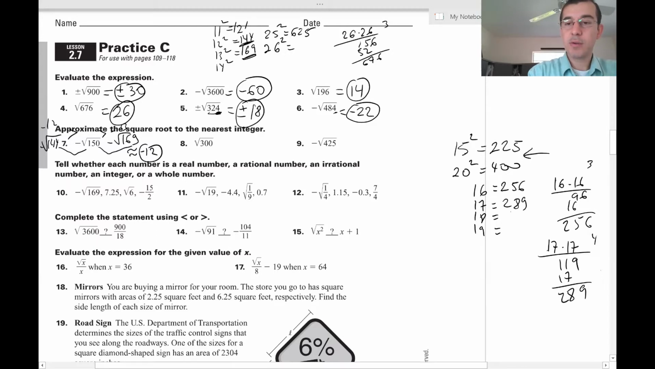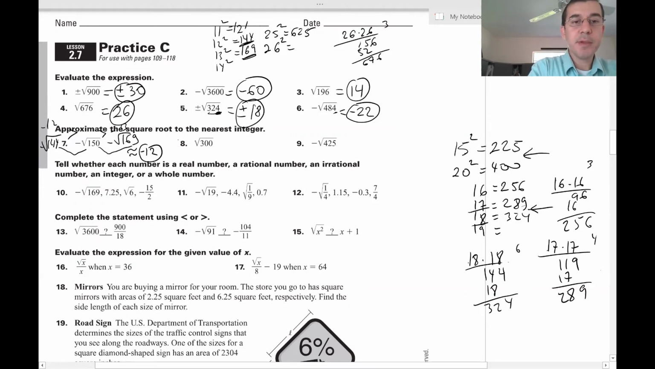So we're getting closer to 300, right? So most likely 18 squared is going to be over 300. So 18 times 18, 8 times 8 is 64, 4 and 6, 8 times 1, 8 and 6, 14, 18, 4, 2, 324. So yes, 300 is going to be between 289 and 324, so 17 and 18.